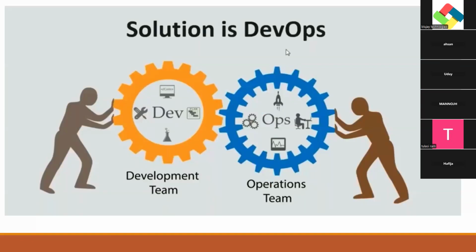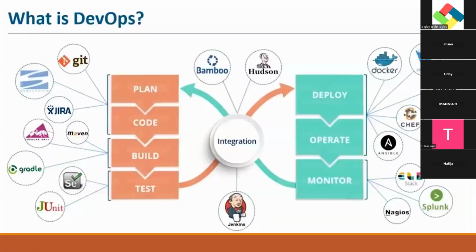The solution is DevOps. Development team and operations team work together and automate the process. Automating the deployment process is nothing but DevOps. Now you understood, right, guys? DevOps is not a tool. DevOps is a culture or a methodology to automate the application deployment process. Guys, now we understood DevOps meaning: the development team and the operations team work together and automate the process, right?